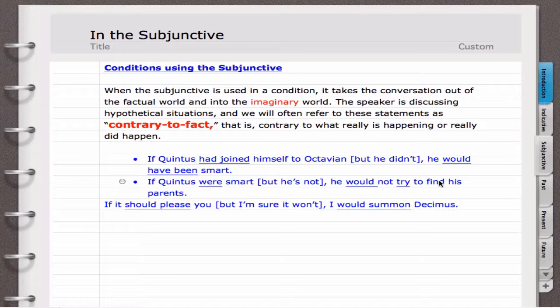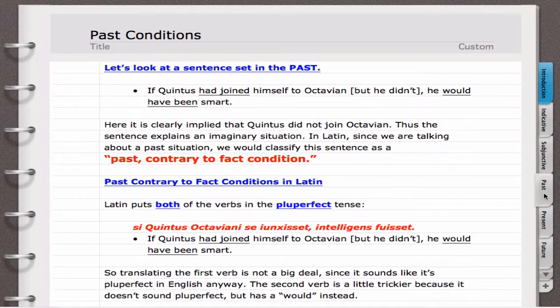Here are some examples. If Quintus had joined himself to Octavian, note the implication, he didn't, he would have been smart. If Quintus were smart, implication is that he's not, he would try to find his parents. And the last one, if it should please you, but I'm sure it won't, I would summon Decimus. Let's take a closer look at these different types.